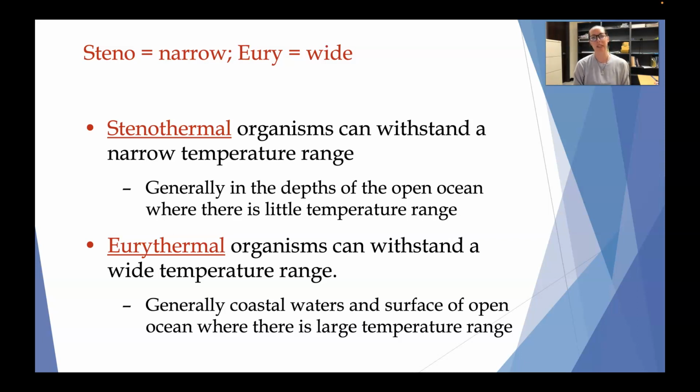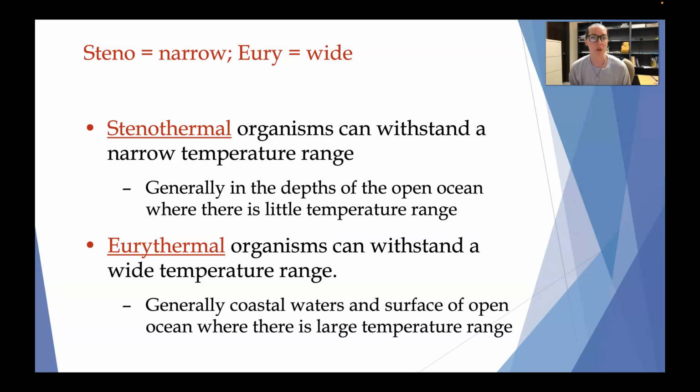Whereas euthermal means that organisms can withstand a very wide temperature range, generally in the coastal waters and surface of the open ocean where there's a larger temperature range. Again, kind of depending on location, sun angle, things like that, which would then, of course, control whether or not it's going to be warm waters or cold waters.